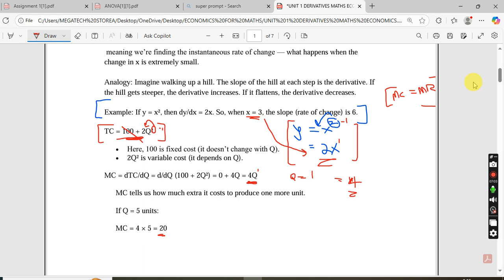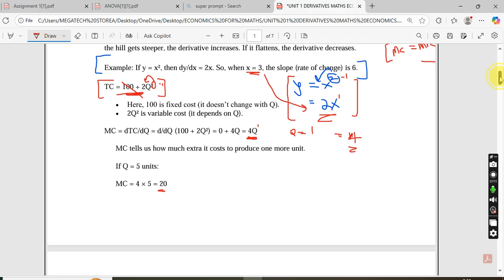Any questions before we go to the next section, which we also looked at last time, which was partial differentiation? Any questions?